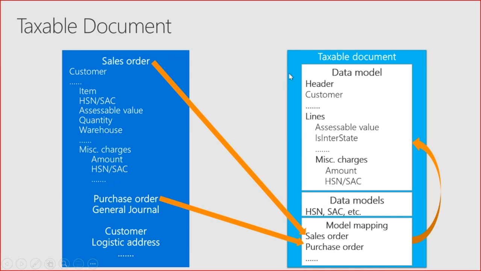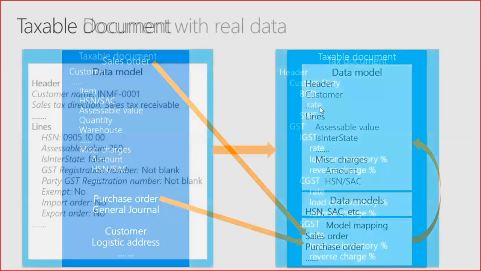So in the end, we have this model, we have this model mapping, and then we have the engine to execute the logic you define in this taxable document. When you create a sales order, the engine will read the model mapping you define here, fetch the value from the sales order customer and set this value to the data model header customer. So that is the logic.